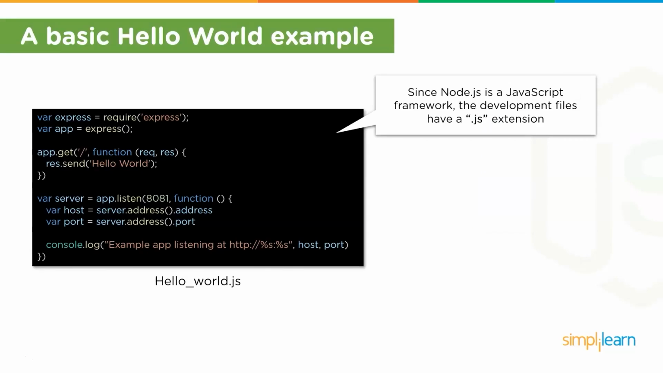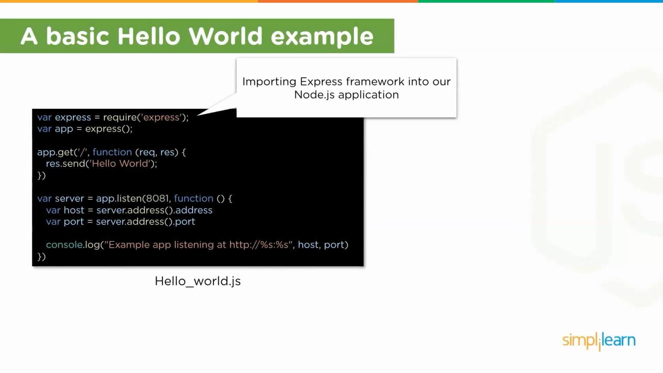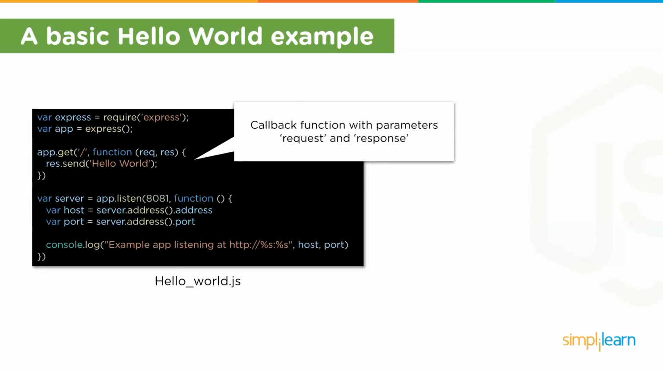Now moving on, let's take a quick example of a simple Hello World program. This is developed using Express framework to gain a better understanding. Alright, first up we have the var express. This is used to import Express framework into our Node.js application. The app.get method is a callback function with parameters request and response.